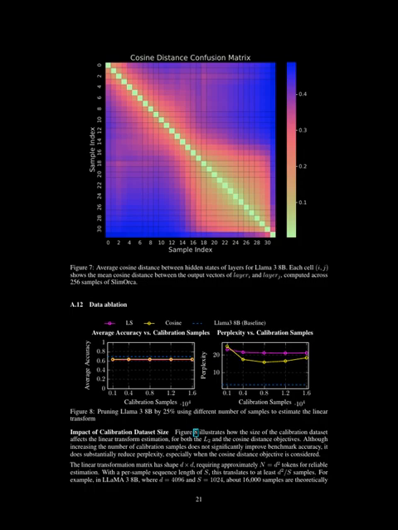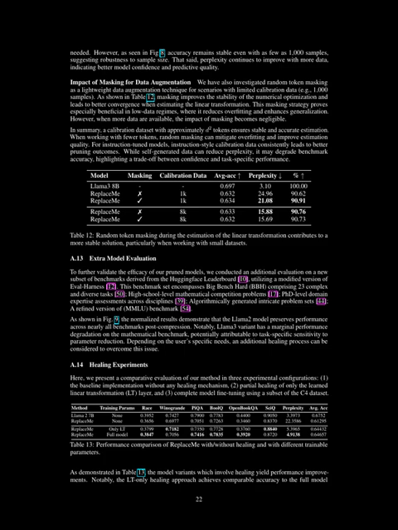The linear transformation matrix has shape d times d, requiring approximately n equals d^2 tokens for reliable estimation. With a per-sample sequence length of s, this translates to at least d^2/s samples. For example, in Llama 3 AP, where d equals 4096 and s equals 1024, about 16,000 samples are theoretically needed. However, as seen in Fig 8, accuracy remains stable even with as few as 1,000 samples, suggesting robustness to sample size. That said, perplexity continues to improve with more data, indicating better model confidence and predictive quality.